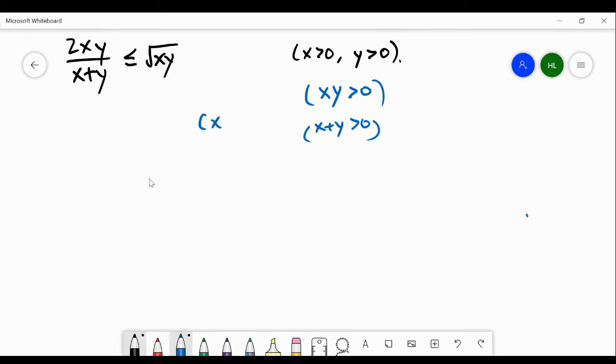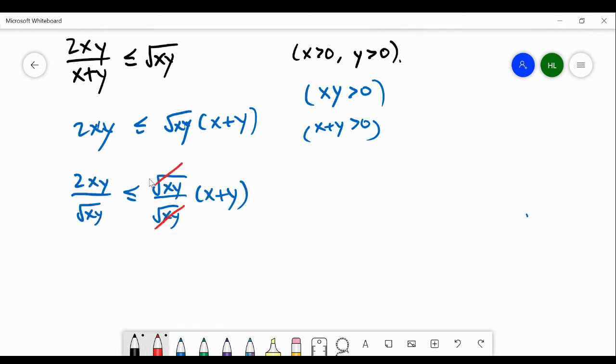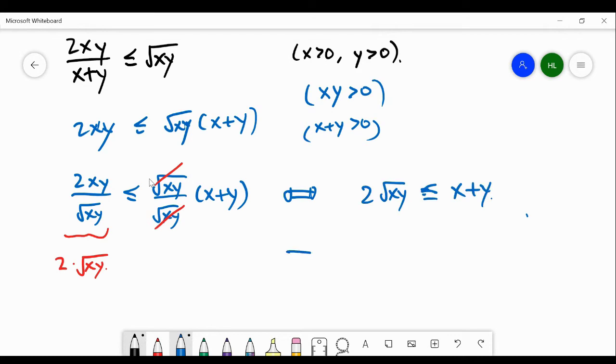if we do a cross multiplication like this, the next step is we can divide the square root of the product of xy on both ends. So we get something like this, right? And now you see, of course, this term can be cancelled, and the left-hand side becomes 2 times the square root of xy. So the next step is going to be this one, right?